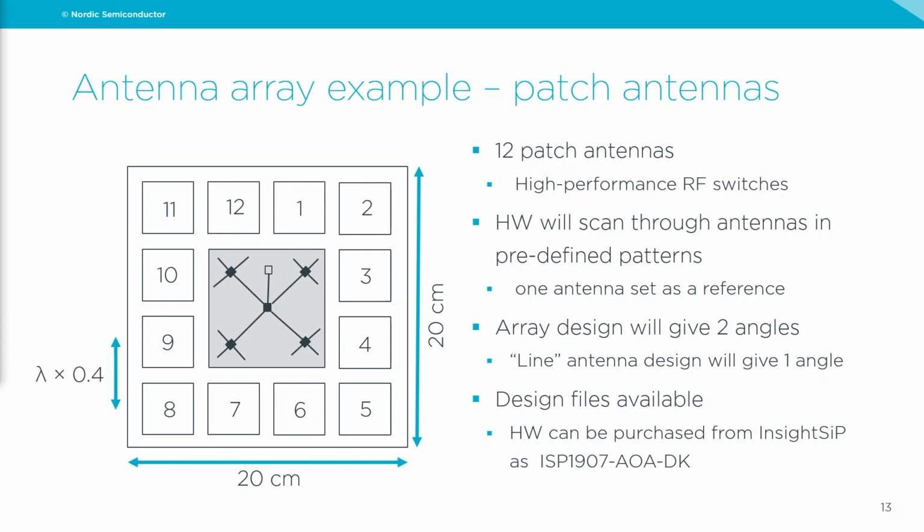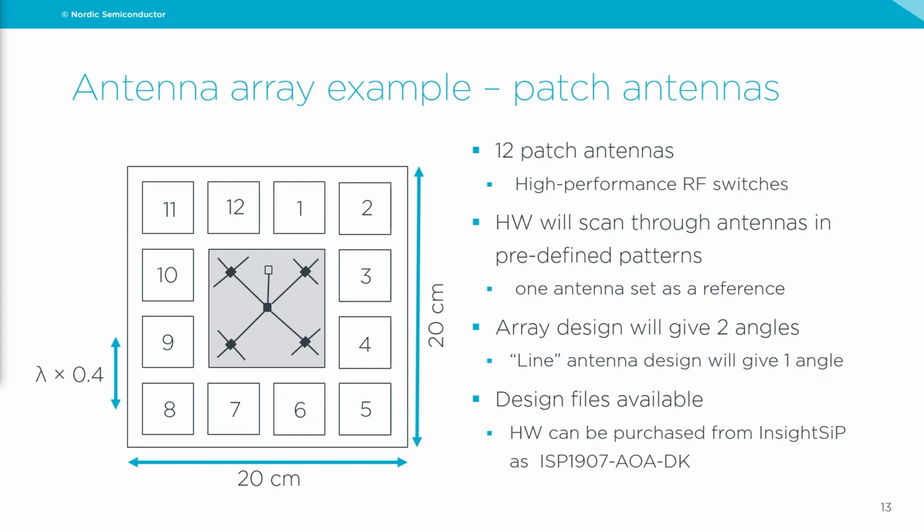And the hardware will scan through the antennas in predefined patterns. This is programmable, so you can choose which way you want to do it, depending on what algorithms you're running and so on. Some of them will have benefits above others. And this is an array design. As you can see here, basically it's a 4x4 matrix, which should have been 16 antennas, but we have taken out the 4 in the middle to fit in all of the electronics. So we have a matrix like this. This one will give you 2 angles.